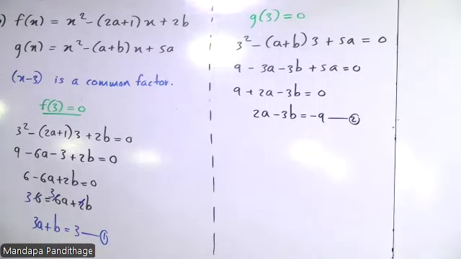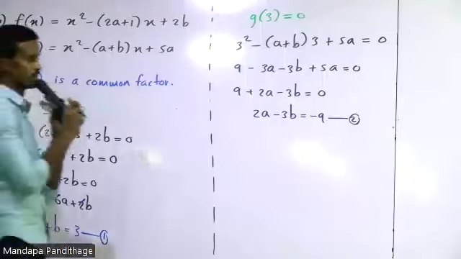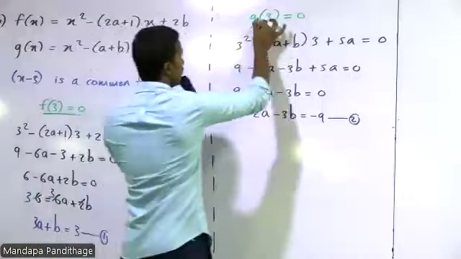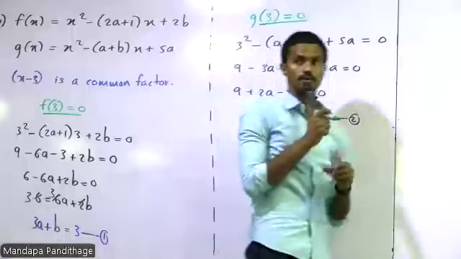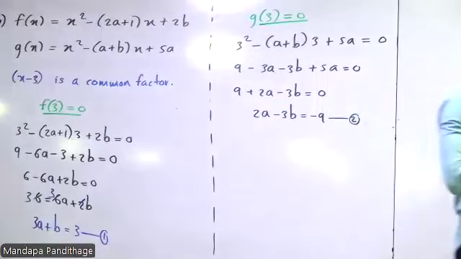Clear? So what I want you to understand, when it is a common factor, then you get two equations: f(3) is equal to 0 and g(3) equals 0. Okay, hands up if you understood this? Good. Okay, then Karan, do this alone and do the simplification. Find a and b.